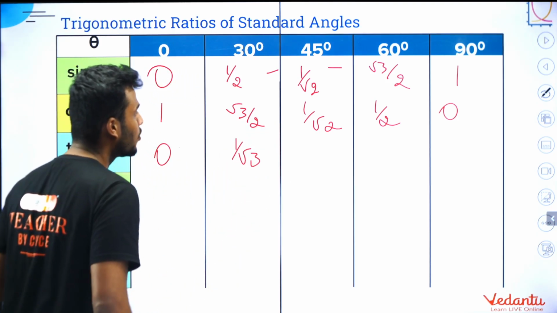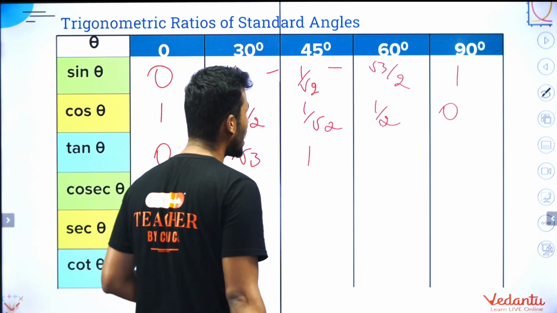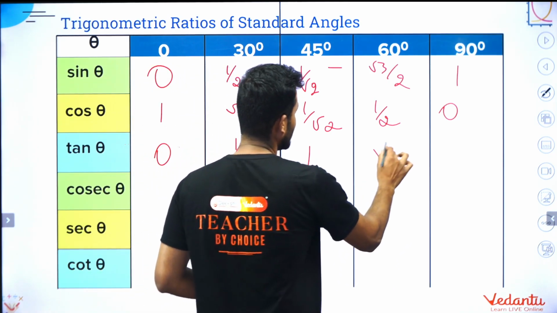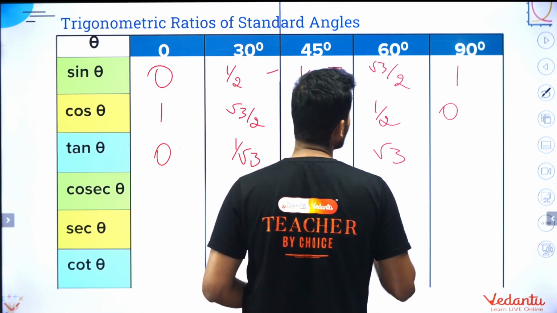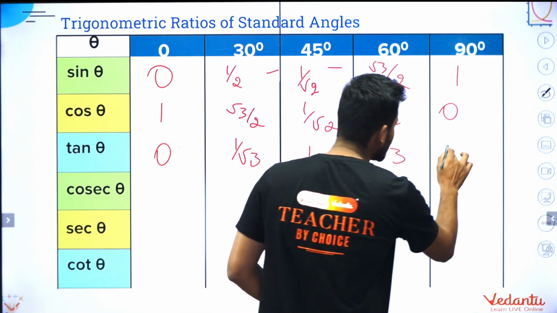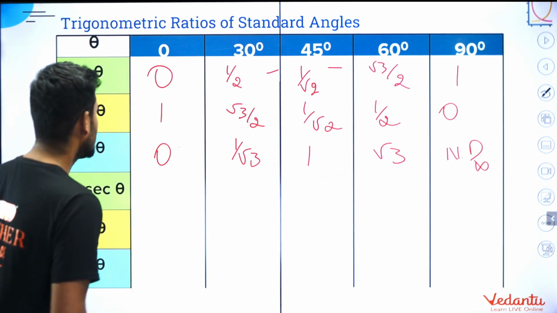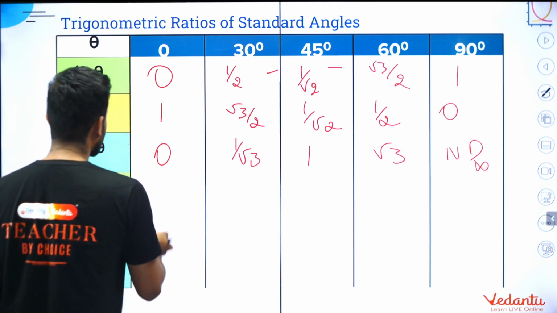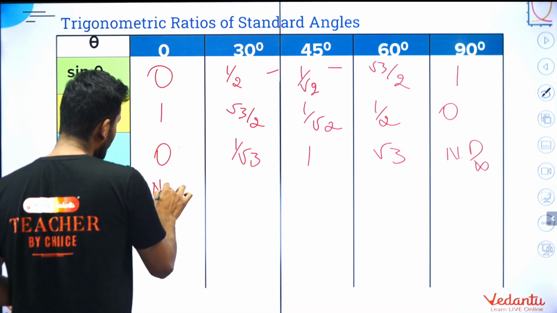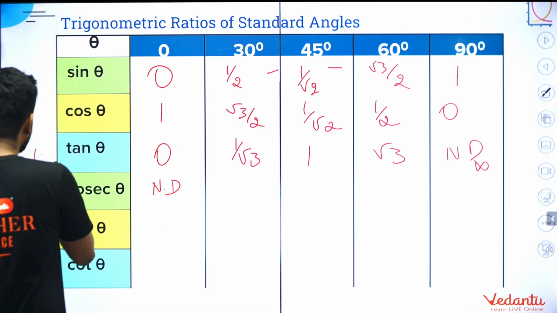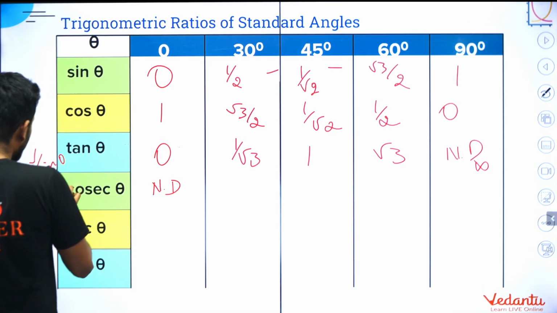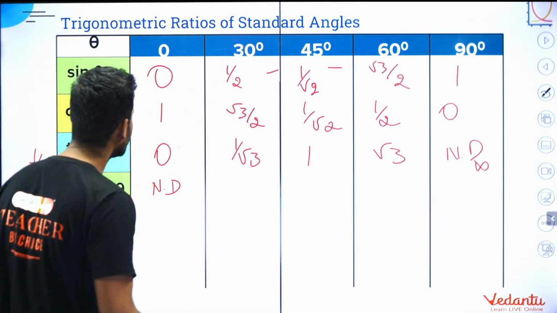Right students? Then what about this? Root 2 gets cancelled, 1. Root 3 by 2, the 2 gets cancelled, its value becomes root 3. 1 by 0, 0 by 1 is 0. But 1 by 0 is not defined, or infinity. We cannot define the value. Then cosecant theta, 0 by 1 is not defined. Cosecant theta is nothing but 1 by sin theta. 1 by 0, we already know it's a not defined value.